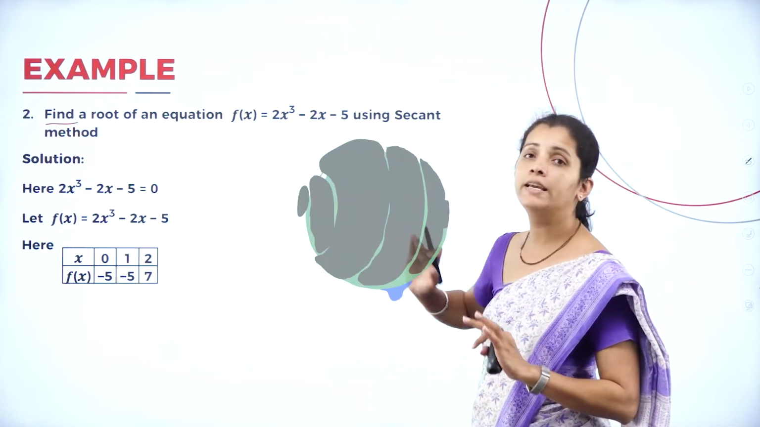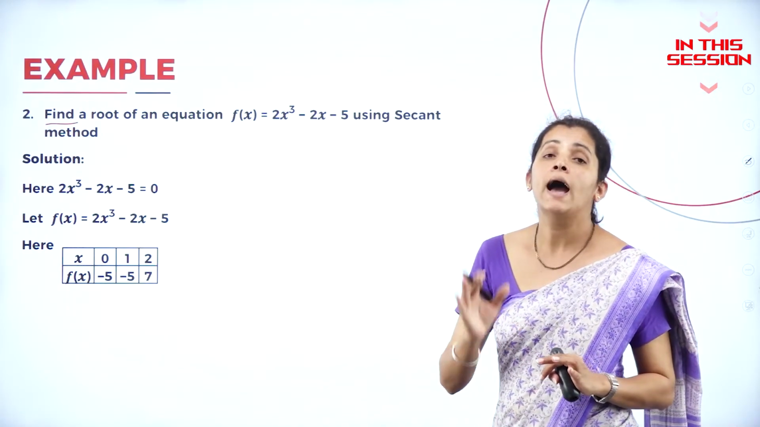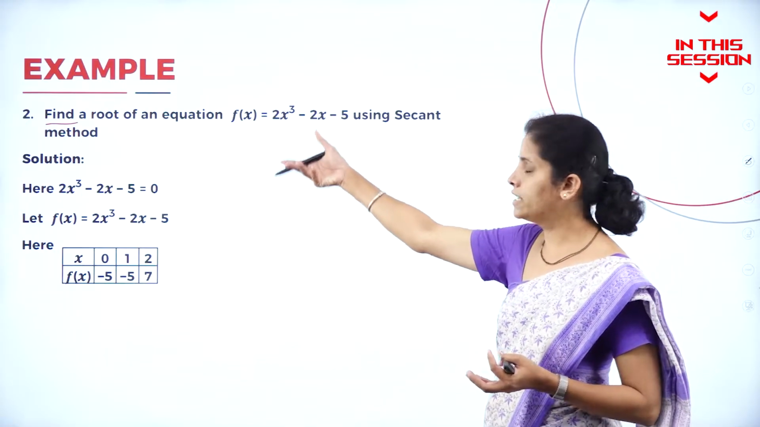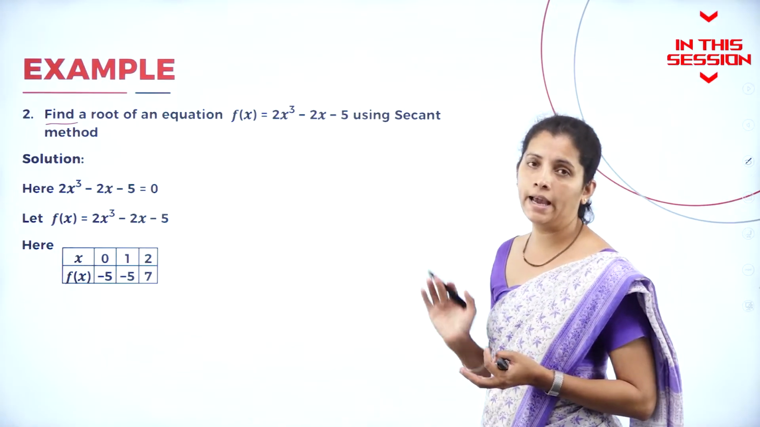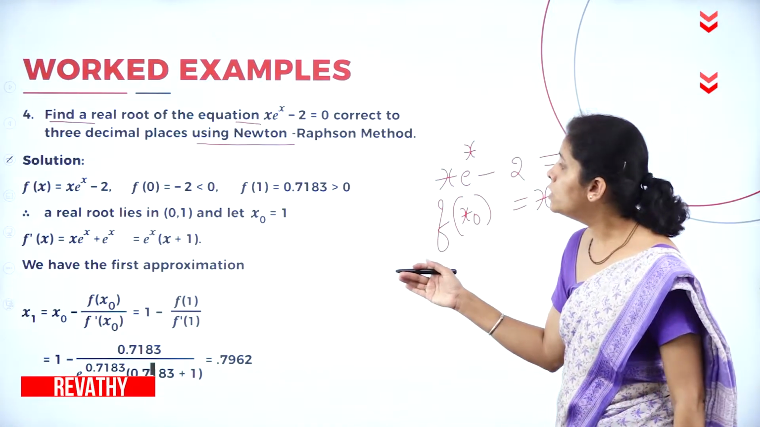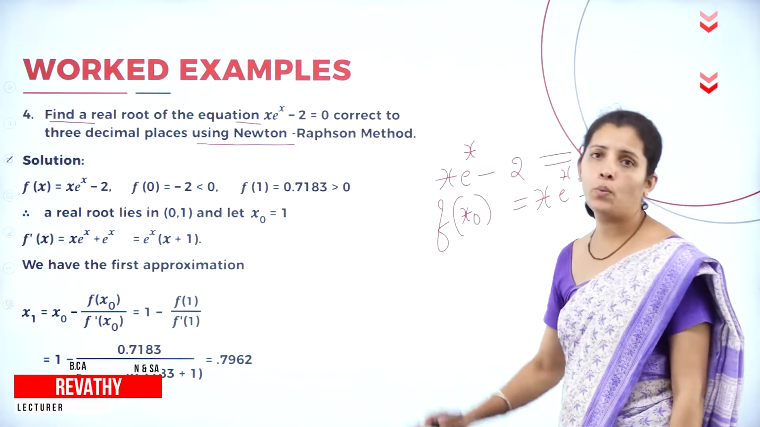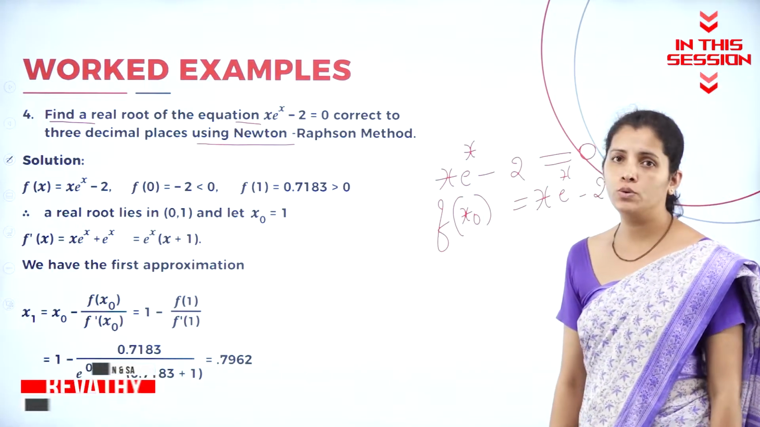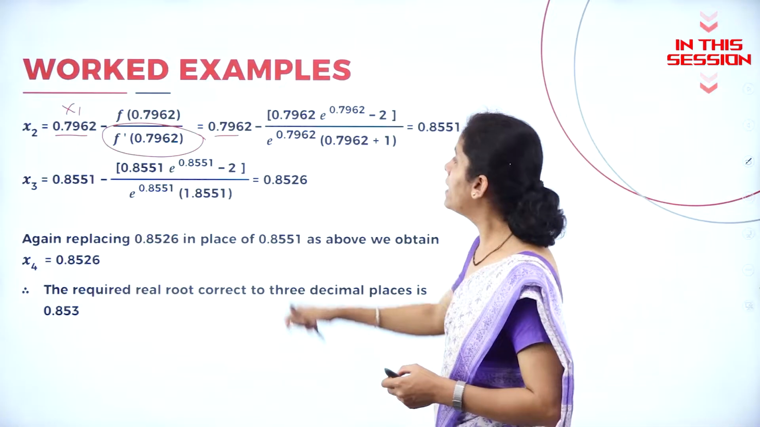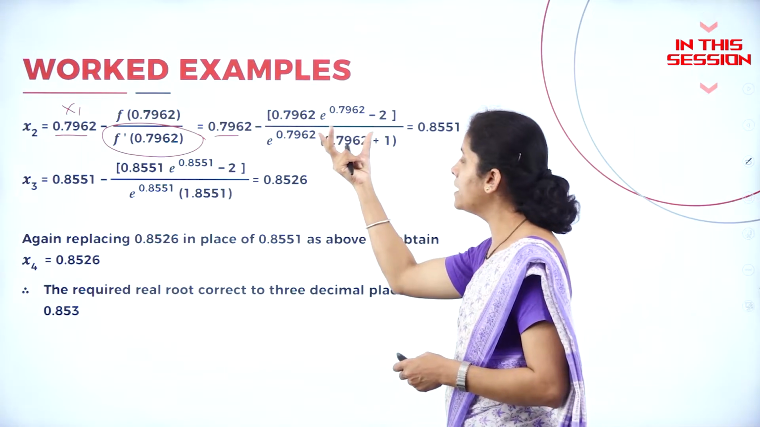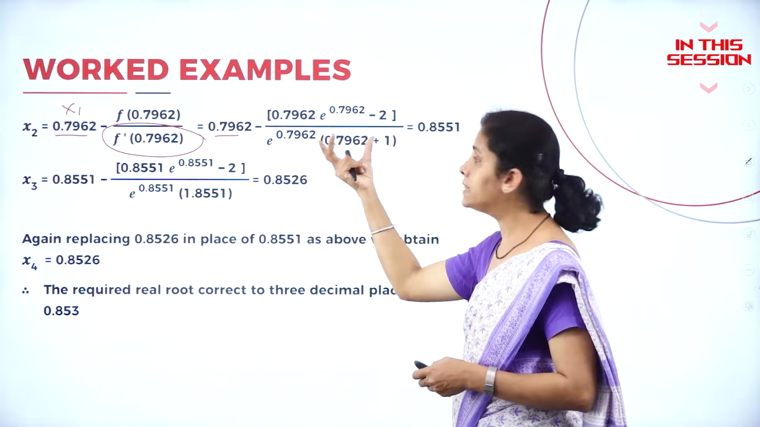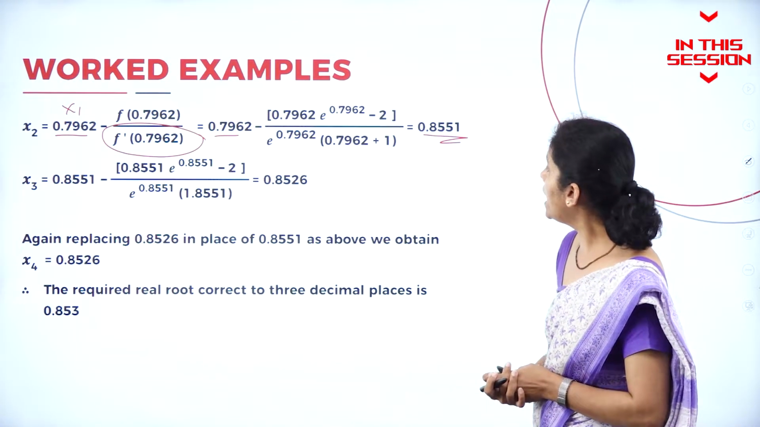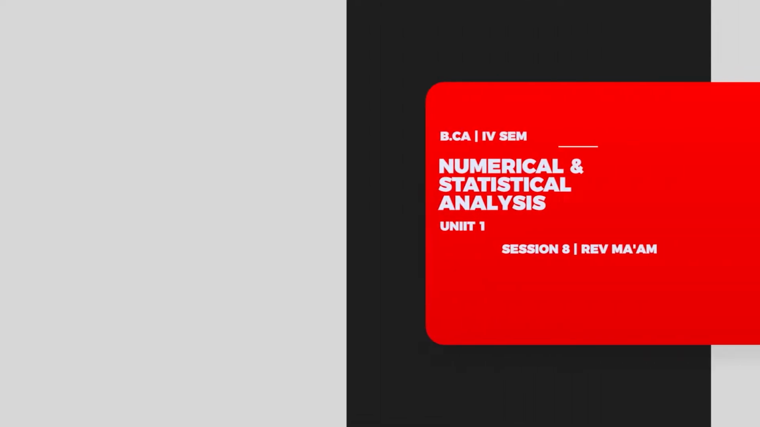In the question they did not mention where actually the root lies. So what I want to do, I just want to use trial and error method. In order to get x0 value, I'm going to start substituting x value. When I substitute this in my formula along with the equation, I'm going to get the answer 0.8551.